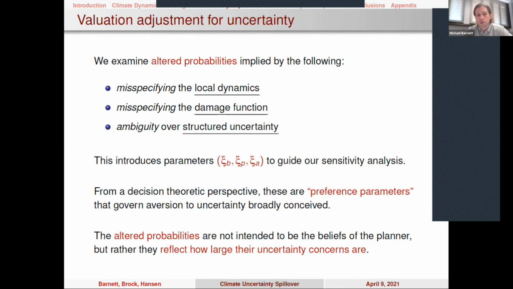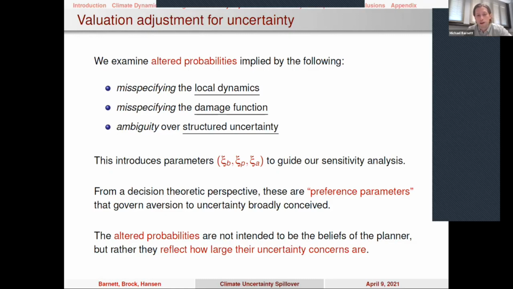And that's going to introduce these parameters: CB, which will be related to the misspecifying of local dynamics, CP, which is going to be related to the misspecifying of the damage function, and CA, which is going to be related to the ambiguity. Those are going to guide our sensitivity analysis. Now, those are going to be, from the decision theoretic perspective, preference parameters that govern aversion to uncertainty, broadly conceived, in conjunction with this endogenous minimization problem that the planner is using and the current states of the world that they're in to determine how much this matters.